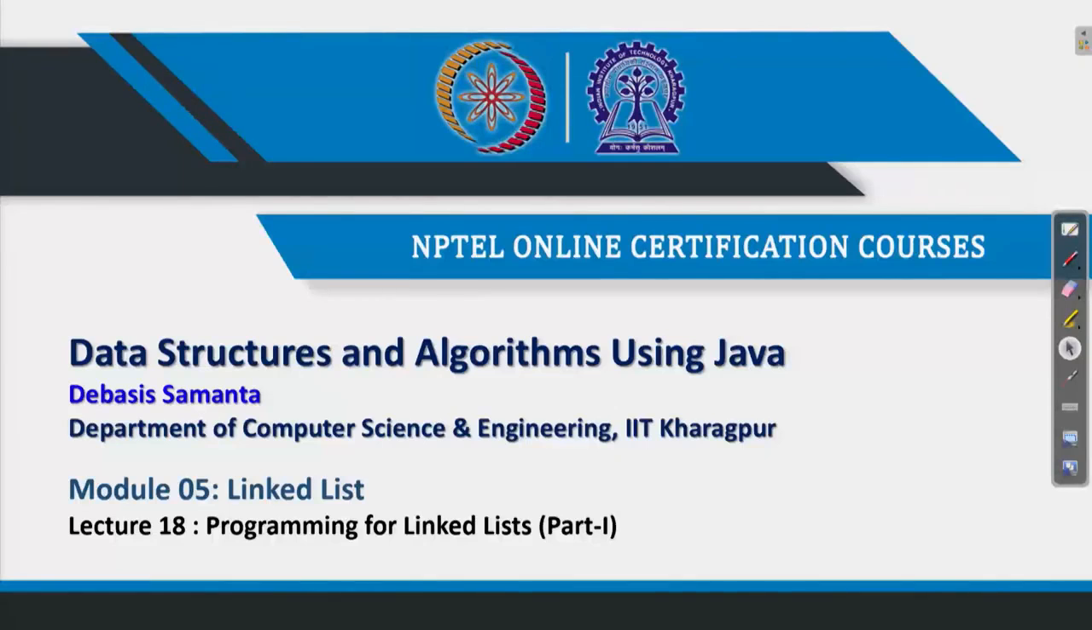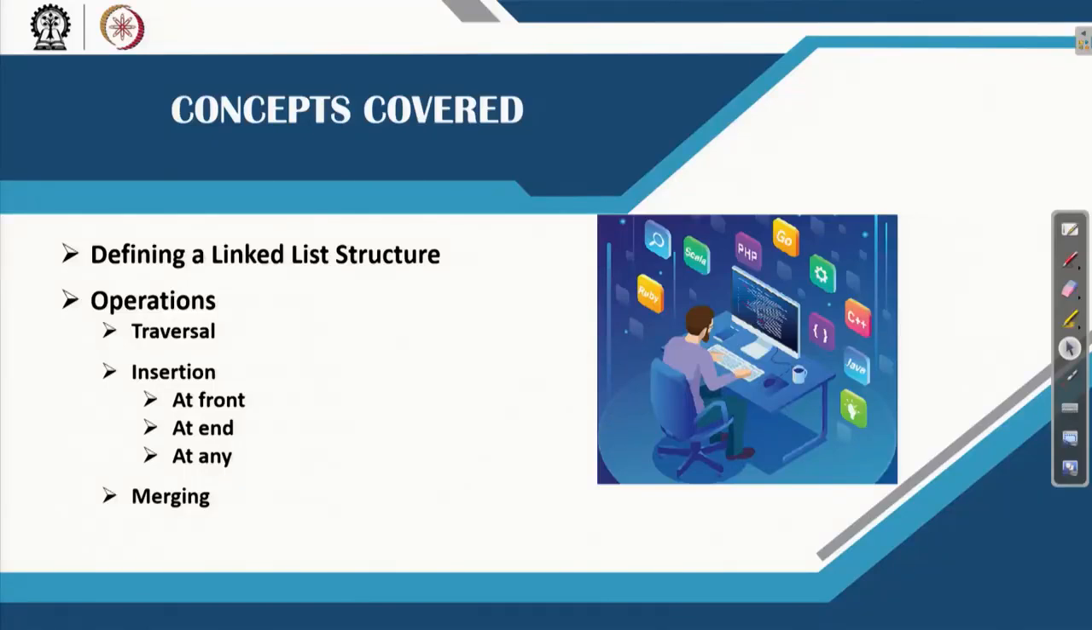We have a basic understanding of the linked list data structure. Today we will start programming with this data structure, and for programming we should consider the Java programming language. Linked list structures have different types: single linked list, double linked list, circular linked list. Mainly we will emphasize single linked list data structure so far as the programming is concerned.